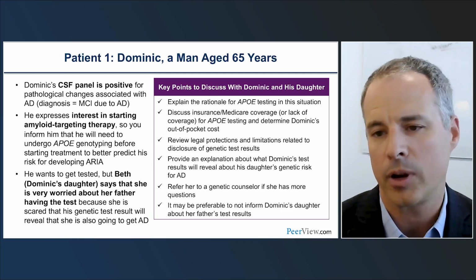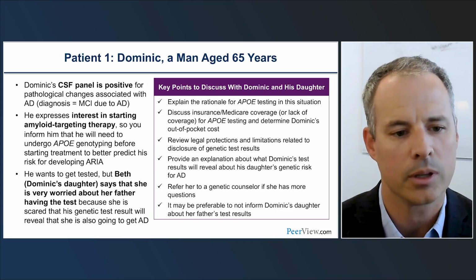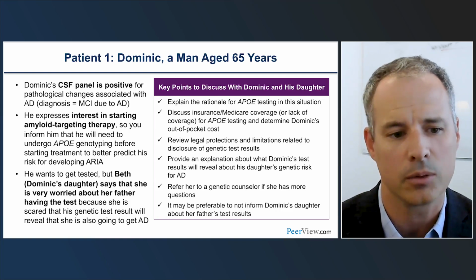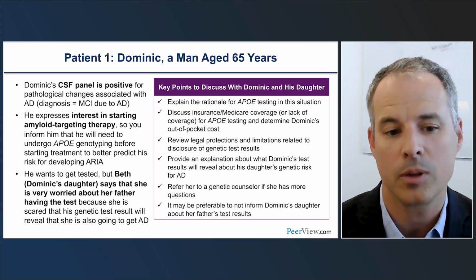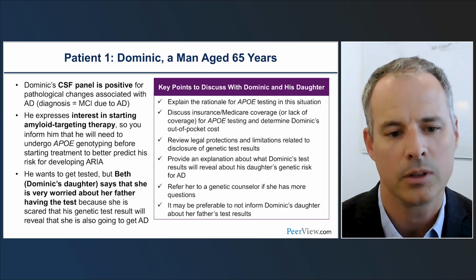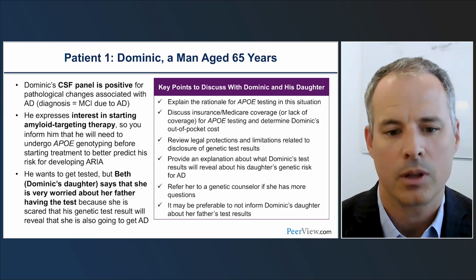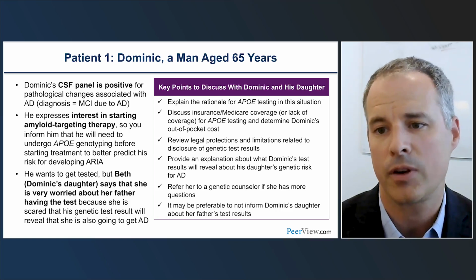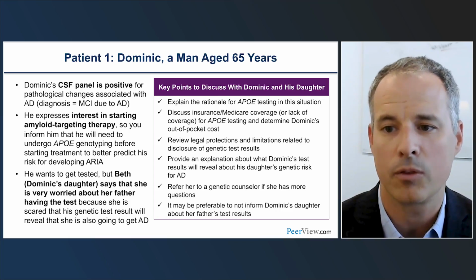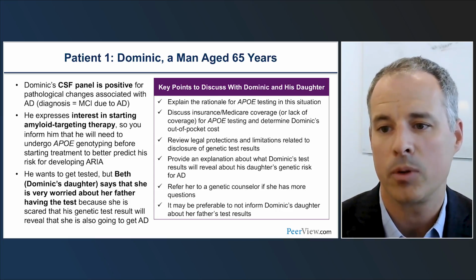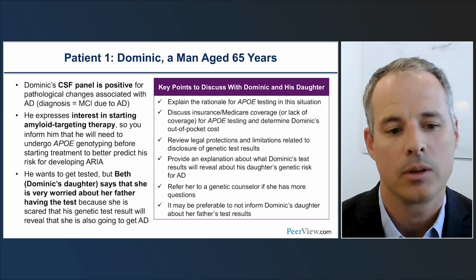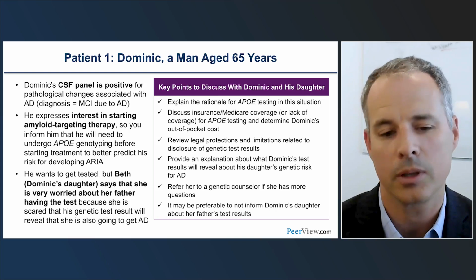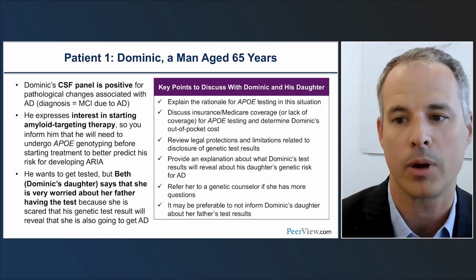First is to explain the rationale for APOE testing. Why are we doing this? Which we did to some degree. Second is to discuss the insurance coverage for the testing so he can understand that there may be out-of-pocket costs related to it. Third is to review the legal protections and limitations, particularly with his daughter, so she understands this on the front end, and to provide an explanation of how these tests will impact her. So she needs to understand that if her father is an APOE4 homozygote, she therefore should have 1 copy of APOE4 and could potentially have 2. We won't know that. Or if the father is a heterozygote, there's a 50-50 chance that she also has 1 copy, at least, although we know nothing about her mother's side.